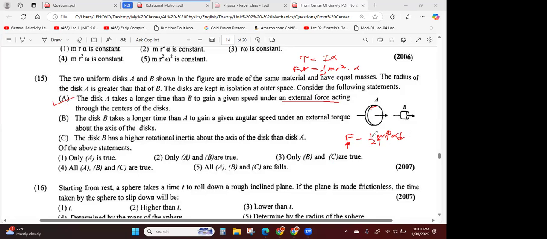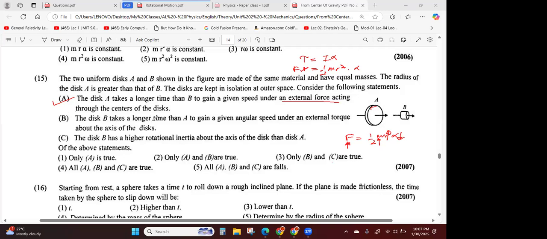Because you can see here for A, R is large, so the moment of inertia is large. Therefore alpha will be less, the angular acceleration will be less, so the speed increases slowly. So statement A is correct.